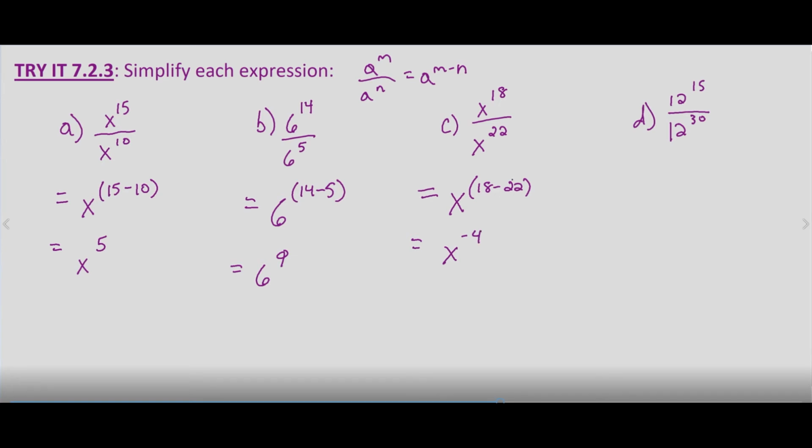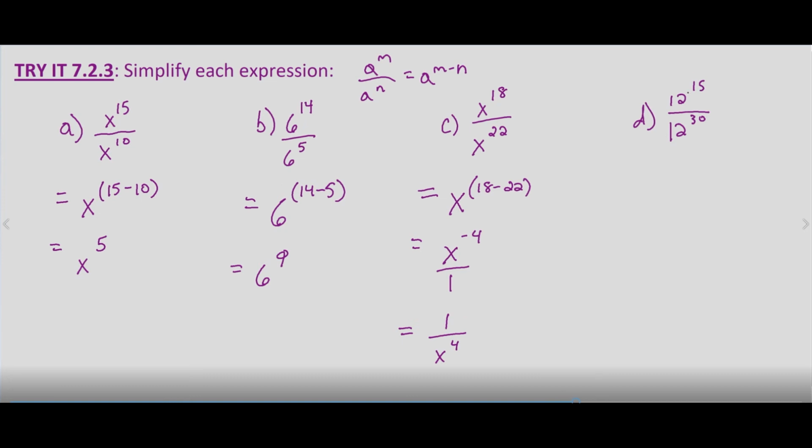And now what do we do with negative exponents? If you remember, we move the term to the denominator and then change the sign of the exponent, because this is the same thing as x to the negative 4th over 1. So that equals 1 over x to the 4th. We don't want any negative exponents in a simplified expression.